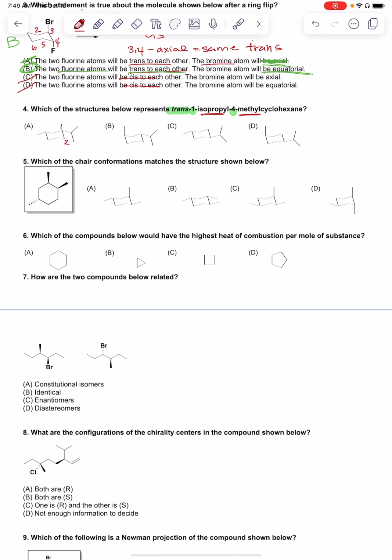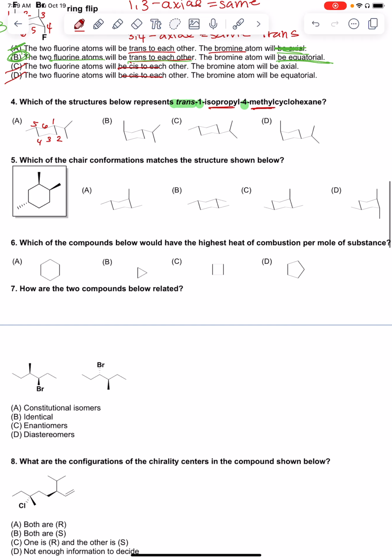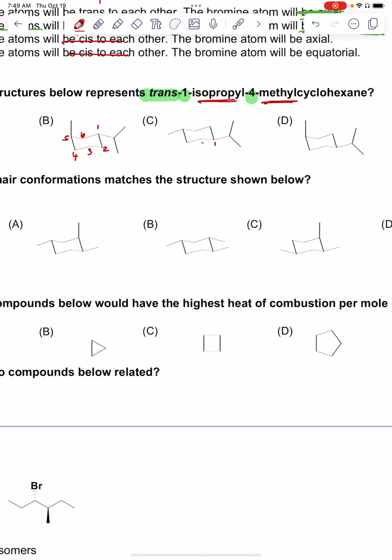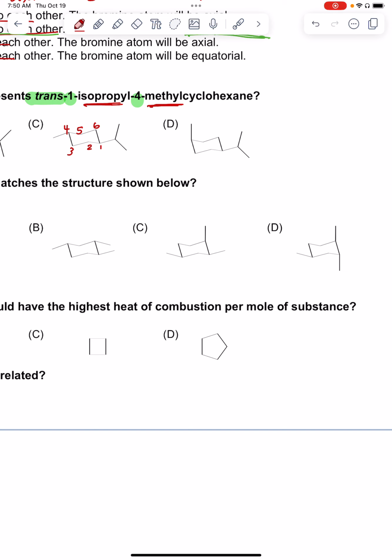1, 2, 3, 4, 5, 6. I'm going to zoom in because they're really small. Then the same numbering, 1 through 6, on each of the other structures.